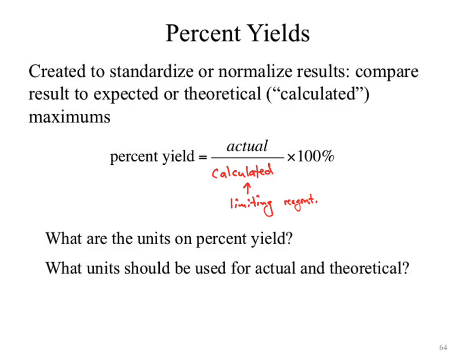Well, if I decide not to go into grams with my theoretical yield, what do I have to do with my actual? Convert it into moles. If I don't want to get rid of the grams from my actual, what am I going to do to my theoretical? Convert it into grams. As long as those unit systems are the same, you're okay. Kind of, sort of?